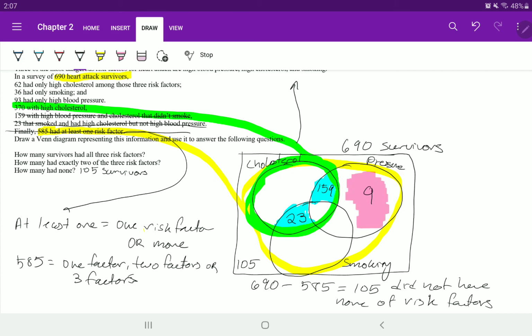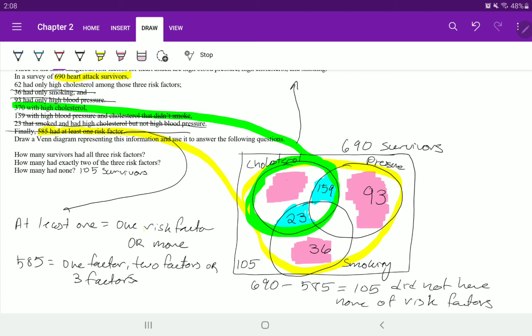93. And that gets crossed out now. 36 only smoked. That's going to go right here. 36 only smoking goes right here. And the last one, it says 62 only had high cholesterol among the 3 risk factors. And that is going to go right here.